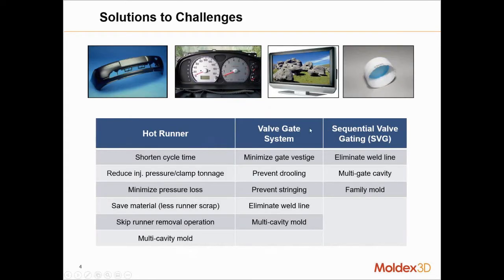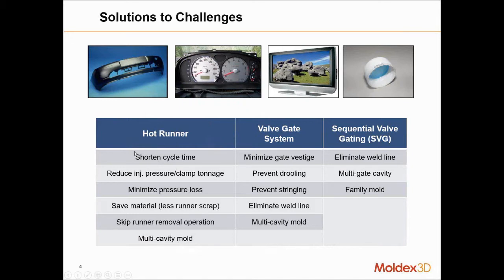Now, with some hot runner solutions, you actually end up shortening your cycle time, not necessarily in the filling stage, because obviously if we didn't have sequential valve gating, the fill time would be shorter. But the fact that we are continuously flowing the material means that we're going to have a more uniform temperature distribution, and that more uniform temperature distribution typically leads to a shorter cooling time.